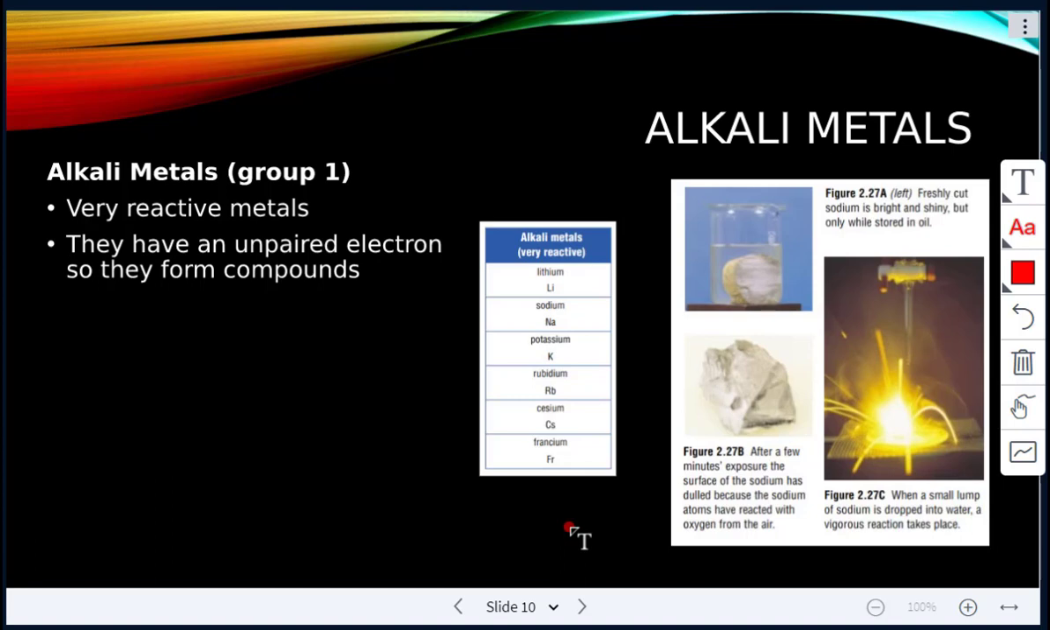If we look at these diagrams here, this example has freshly cut sodium. It's bright and shiny, but only while stored in oil. The liquid here is oil. If we expose sodium to air, after a few minutes the surface gets dull because the sodium atoms react with oxygen in the air. And then here we have sodium as well. If we drop it into water, we have this vigorous reaction taking place. We see light, probably heat, so therefore it's a chemical reaction.